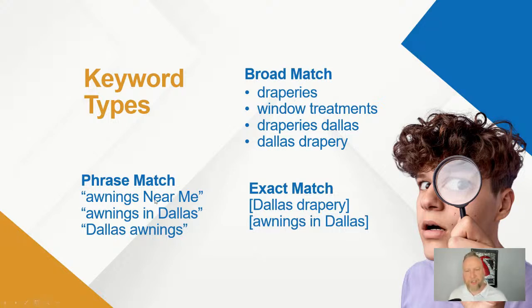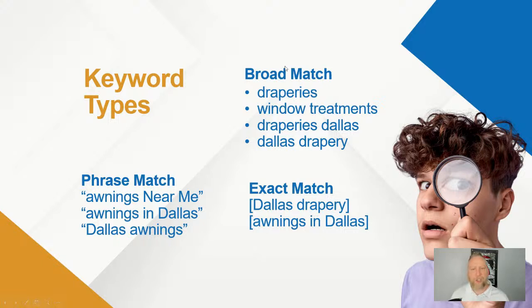Phrase match basically says, I only want my ad to show if somebody uses "awnings near me," if they use those 3 words in that order. Now, the trick here is there could be words before that or after that. So they could say, show me a list of dealers that do awnings near me. Right? In that case, your ad would show because it has that phrase in there. Same for awnings in Dallas, obviously. Only if they use that exact phrase, with words before or after or not, would your ad show.